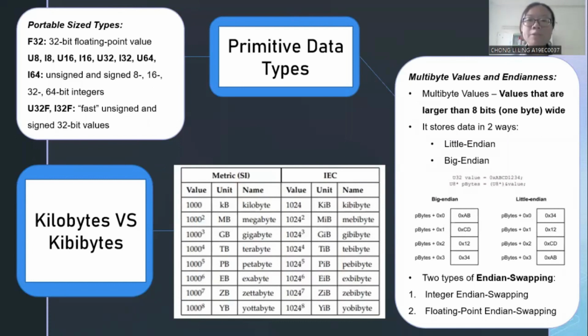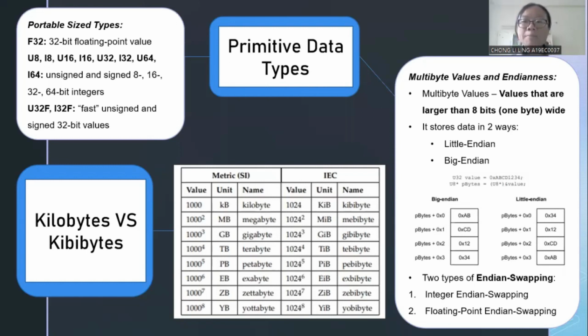In the primitive data types, there are portable size types. The F in front of the number represents floating point. The number represents the bits. The U and I represent unsigned and signed. The F behind the number represents fast, which brings faster code.